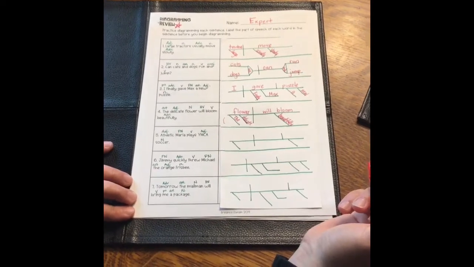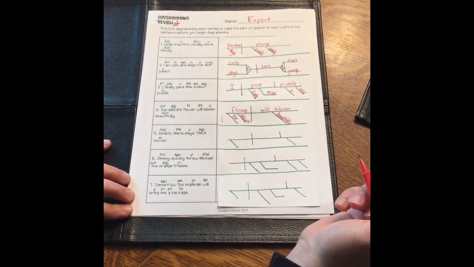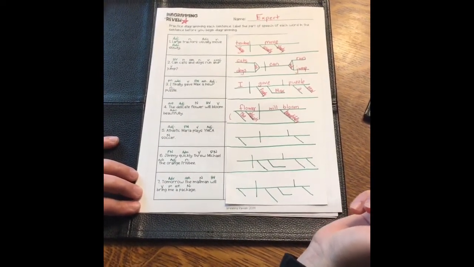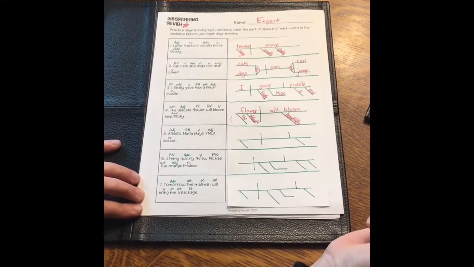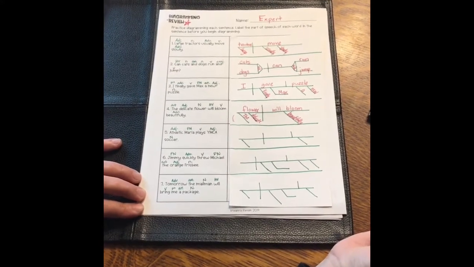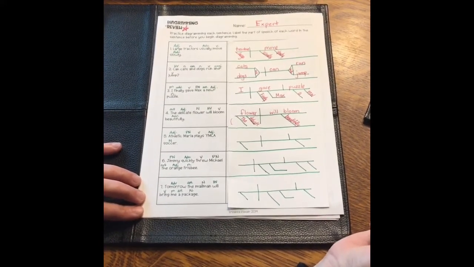All right, number 5. Athletic Maria plays YMCA soccer. Go ahead and pause the video at this time. Finish these 3 sentences on your own, and then restart it to see the answers and see if you are on the right track.